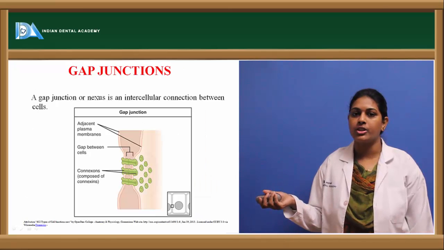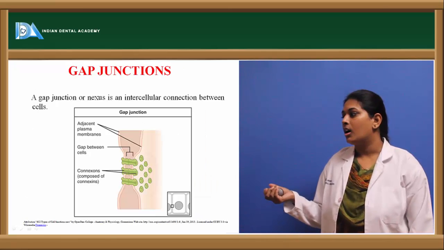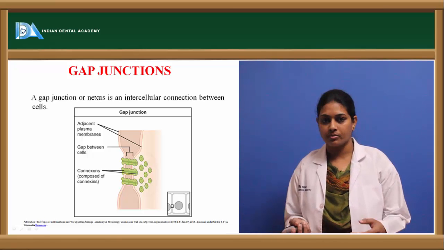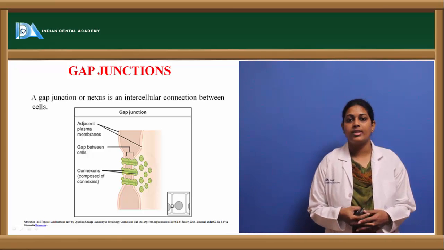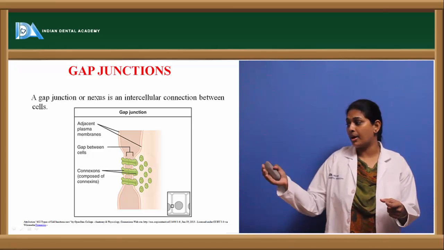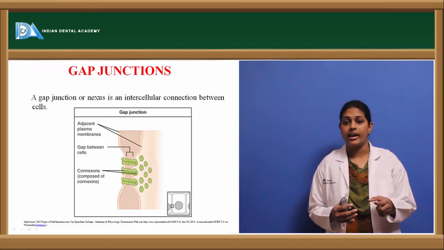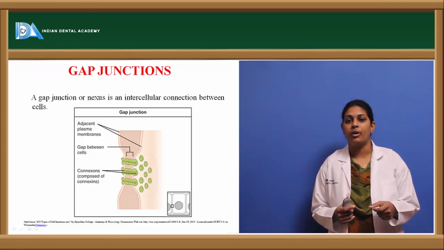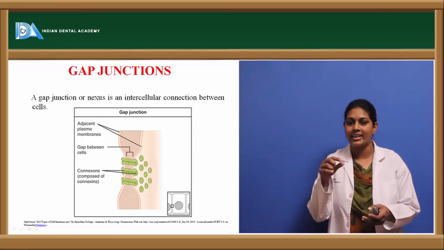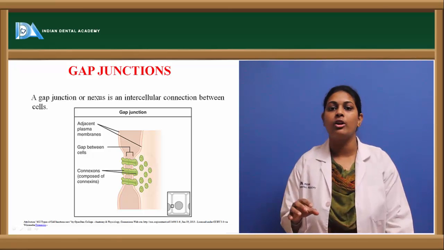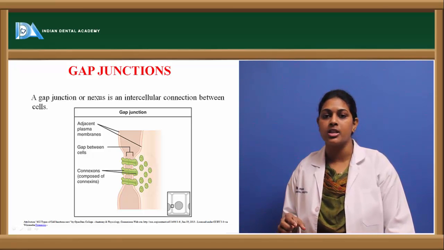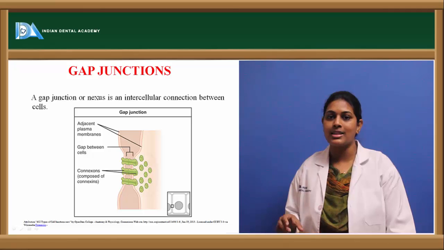Coming to the gap junctions, also known as nexus, an intercellular connection between two cells, that is, the adjacent cells are bound tightly but only in a certain area, say about the center of a cell, where a connection is maintained with the help of channels. That is known as a gap junction. They provide gaps or channels for the movement of only certain substances, and these channels are created by proteins known as connexins.